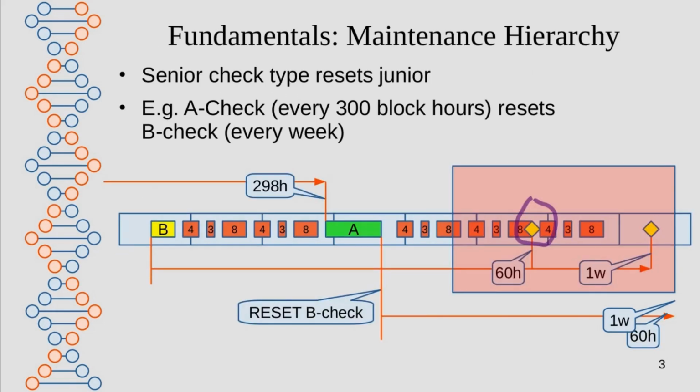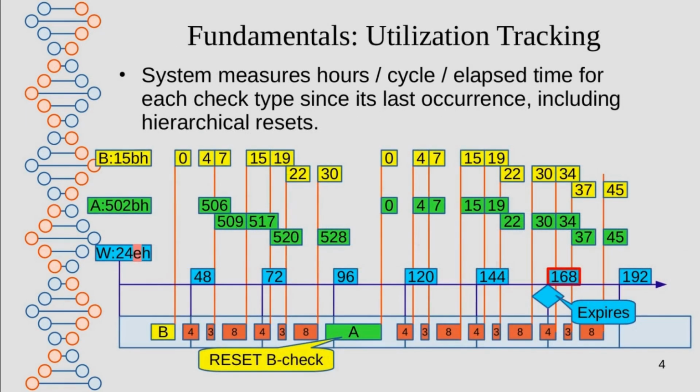When measuring utilization since a previous check, the system takes the maintenance hierarchy into account, whereby a superior check resets the utilization of a junior check. Depicted here is an A check resetting the utilization of a weekly check. The senior check need not have its maximum utilization measured using the same criteria as the junior check.